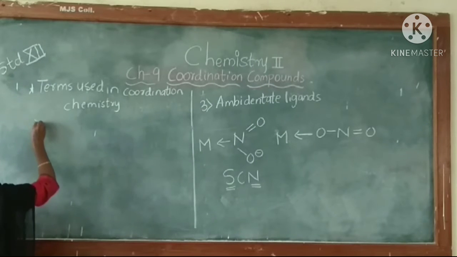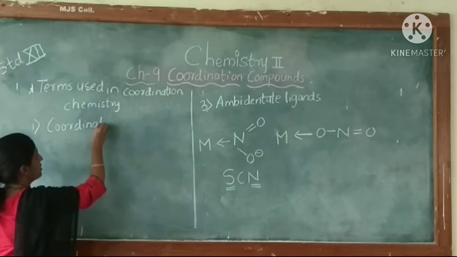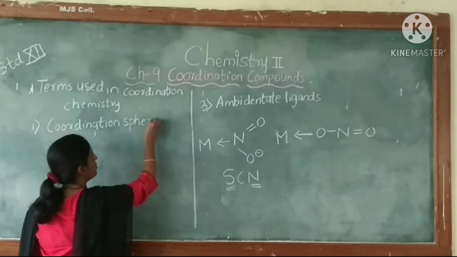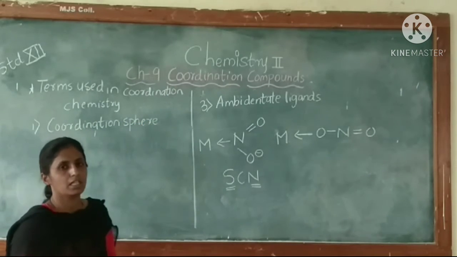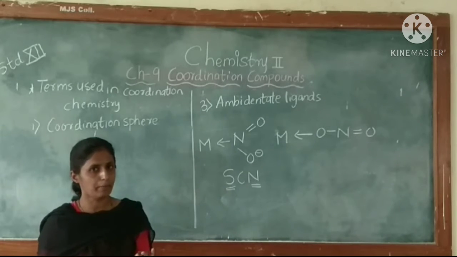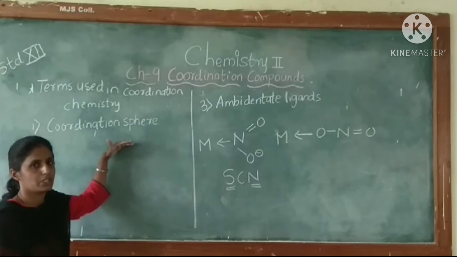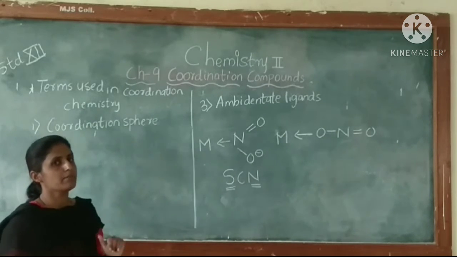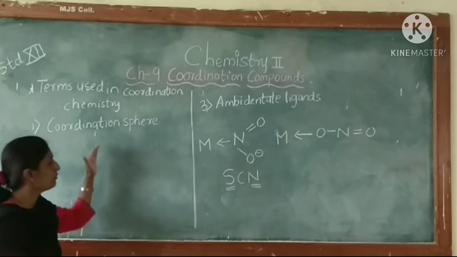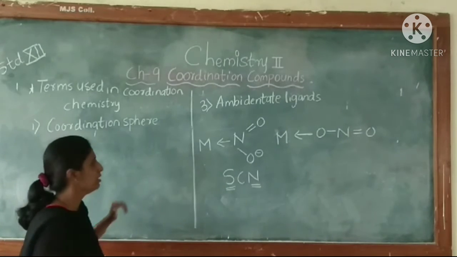The first term is coordination sphere. Now let's understand what we mean by coordination sphere. The central metal ion and the ligands are written in a square bracket, and this square bracket is nothing but your coordination sphere. The ionizable groups in the complex are written outside, and if the complex carries a charge, then it is called a complex ion.